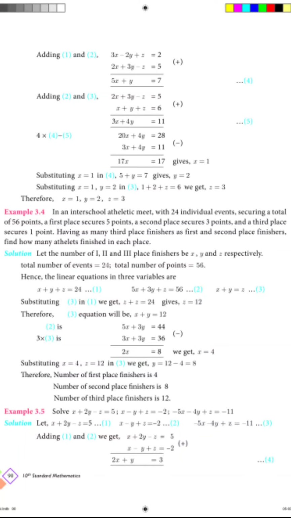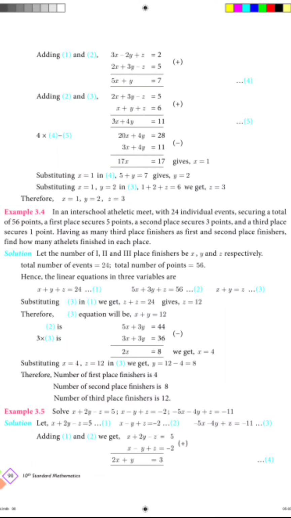Now in your book, page number 90, example 3.4. Go through the sum. In an international school athletic meet, it's about an athletic meet with 24 individual events. Total number of events is 24. Securing a total of 56 points. So in the 24 individual events, the total points scored is 56 points. The first place secures 5 points, second place secures 3 points, and the third place secures 1 point. Points given for first place is 5, second place is 3, and the third place is 1.